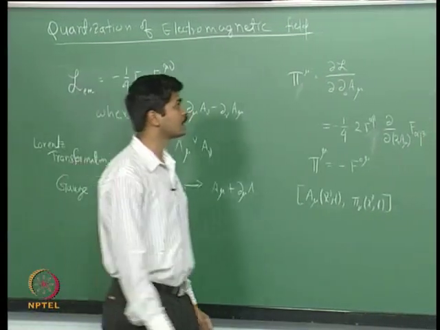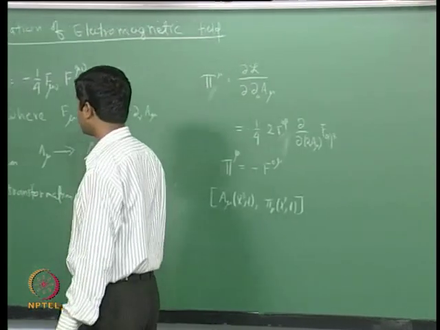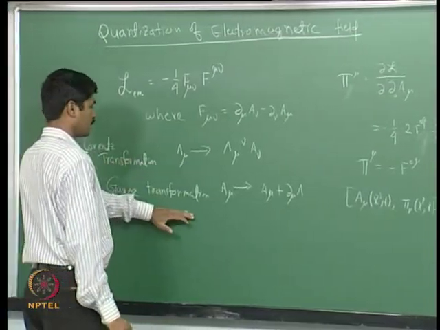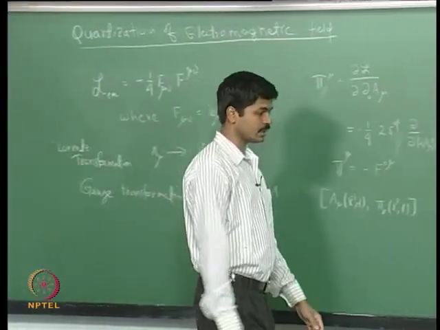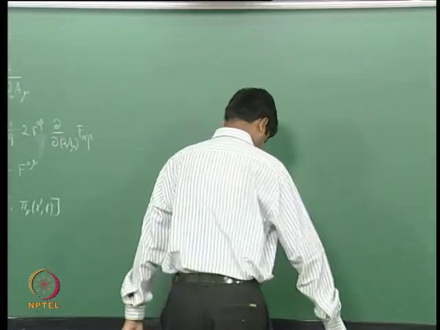So, let us first, do not worry about the Lorentz covariance or gauge invariance or anything like that, we will just do the gauge fixing. So, how do you do that?